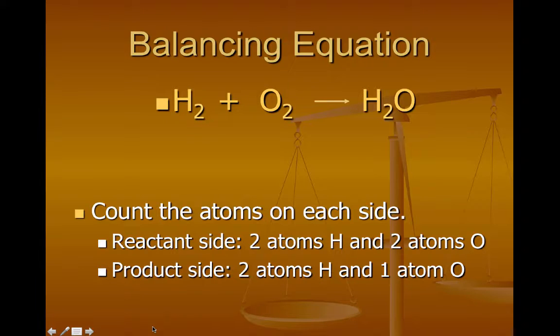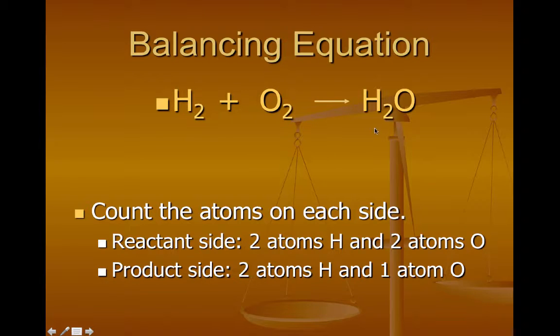Alright, so let's go over how to balance an equation. You're going to count the atoms on each side. The reactant side, as we talked about, is this side right here, the left side. We find that we have 2 atoms of hydrogen. The subscript means there are 2 atoms of hydrogen. We have 2 atoms of oxygen.